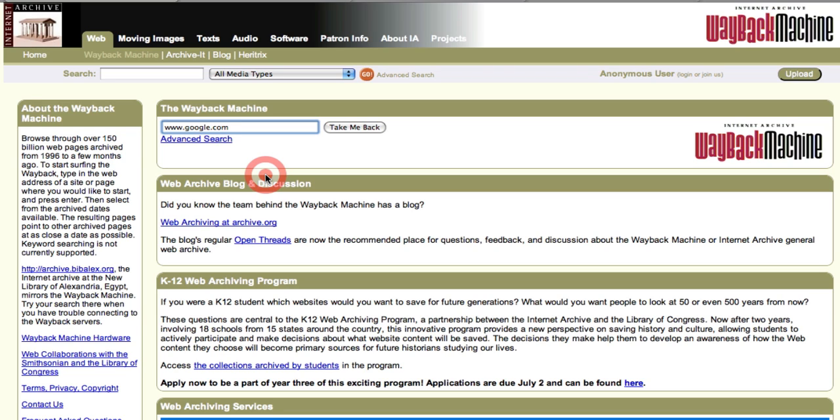So again, it's the Wayback Machine, brought to you by Internet Archive, and go to it and look up some websites and see what they look like over the years.